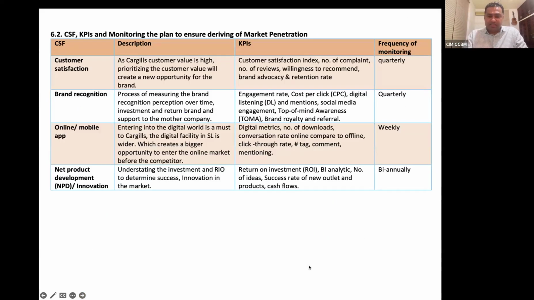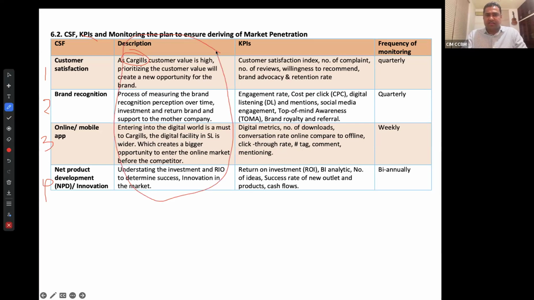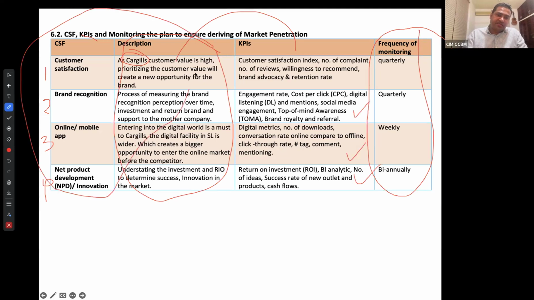So can you see this example? This is a real student's work, guys. This is Cargill's critical success factors. There are 4 critical success factors here: customer satisfaction, brand recognition, online mobile app, new product development and innovation. So you can describe the critical success factors. And then how do you measure this? What is the frequency of monitoring this? So you identify the critical success factors and determine how to measure it.